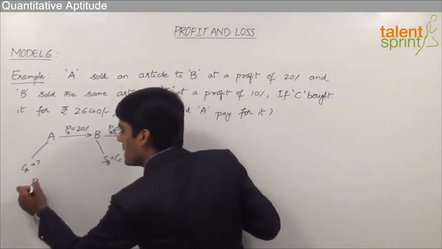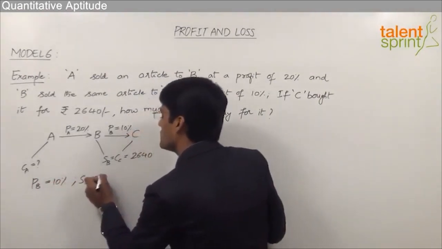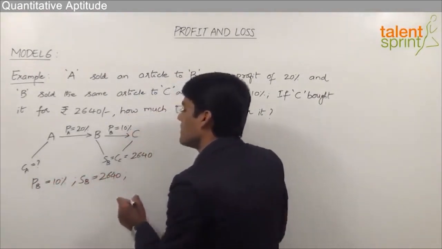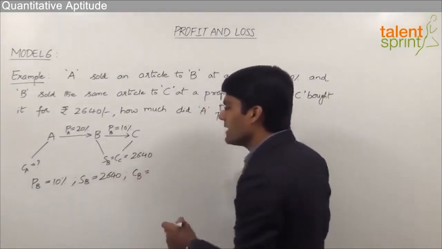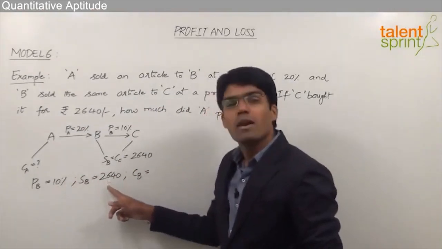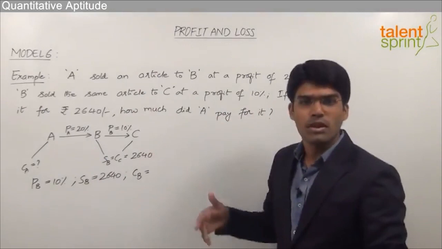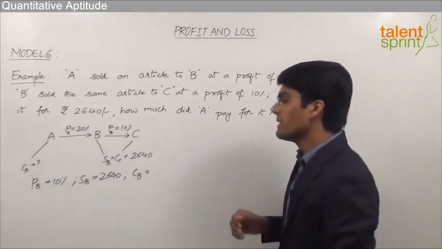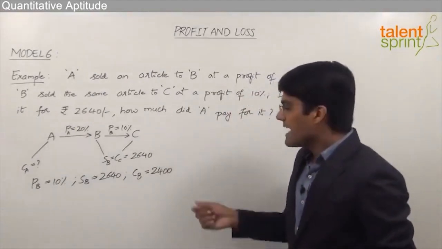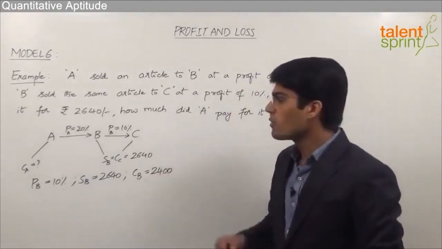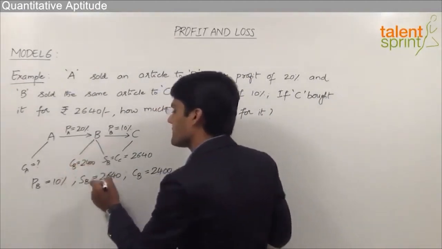We know that the profit made by B is equal to 10% and his selling price is equal to 2,640. So with the help of the percentages concept, we can find out the cost price of B. That is nothing but if the profit is 10%, selling price should be 110%, which is 2640. So 100% should be equal to 2400. That you can obtain with the help of cross multiplication. So cost price of B is 2400 rupees. So that means B has paid 2400 rupees for the article.